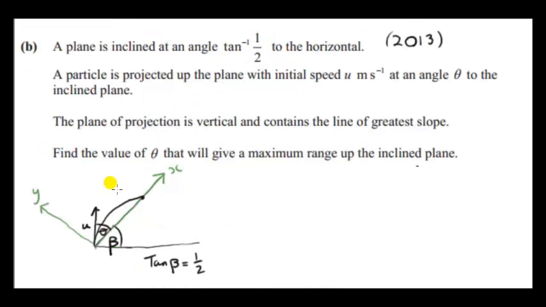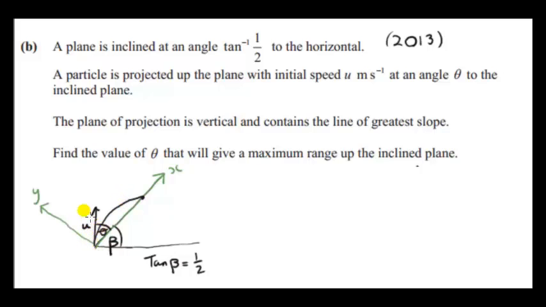Here we have an incline at angle beta to the horizontal. Beta has a value. It's given by tan of beta equals a half. A particle is launched at angle theta to the incline. The speed is fixed. The speed is u. So what varies is theta. So we're interested in the value of theta that maximizes the range up the incline, that maximizes this distance. You can see the positive x-axis is up the incline, so we want to maximize s sub x, that's the x displacement of the particle.